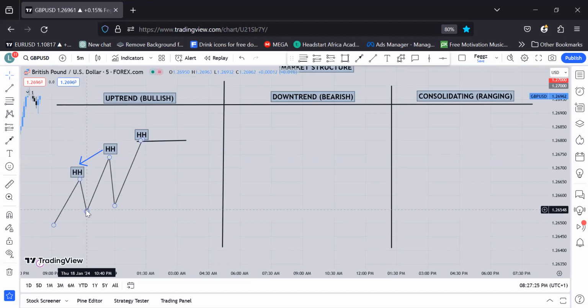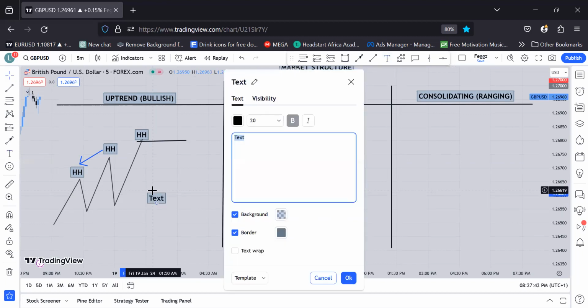So what do we call this position? This that came here is called a higher low. Why? This is the low of this high. So that's why we call it a higher low. It is the low of this high that was formed. So how do we label that? We label that as HL. HL means higher low.